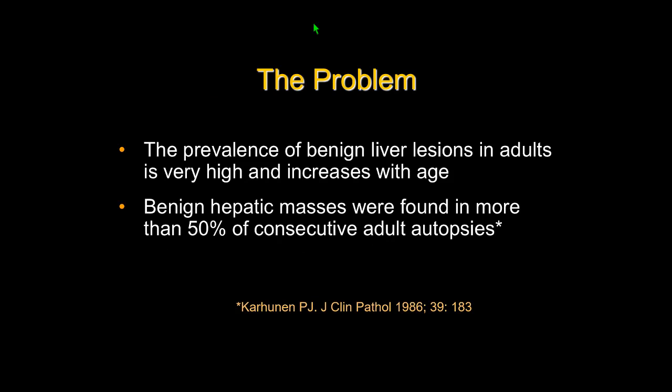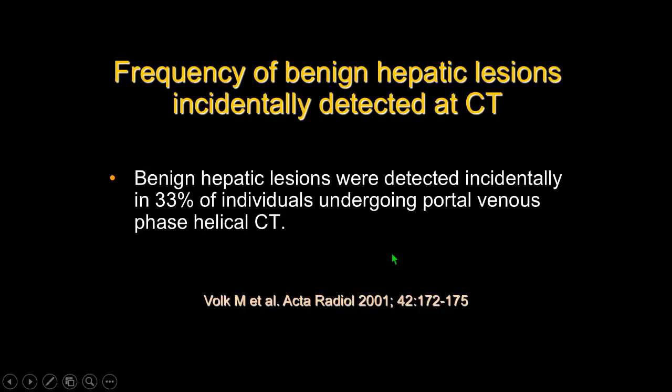Now, the problem that we face is that the prevalence of benign lesions in the liver is very high, and it increases with age. This study showed that benign hepatic masses were found in more than half of consecutive adult autopsies, and on imaging, we see them very commonly, as you all know. In this CT study, benign hepatic lesions were seen incidentally in 1/3 of patients undergoing portal venous phase helical CT. So we see these commonly, and we need to figure out what to do with them.